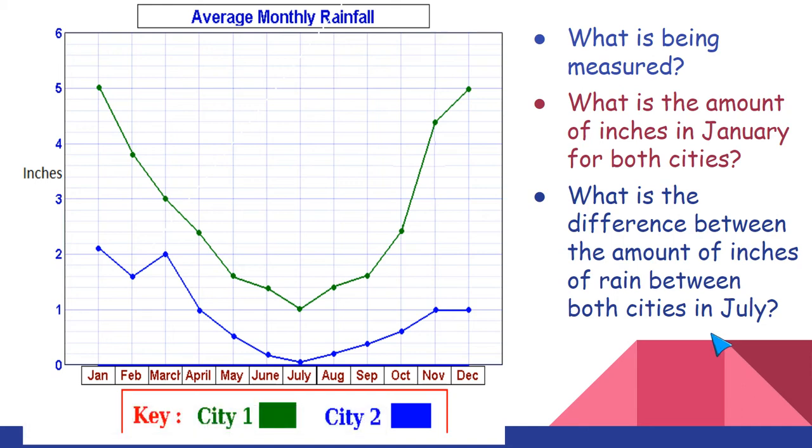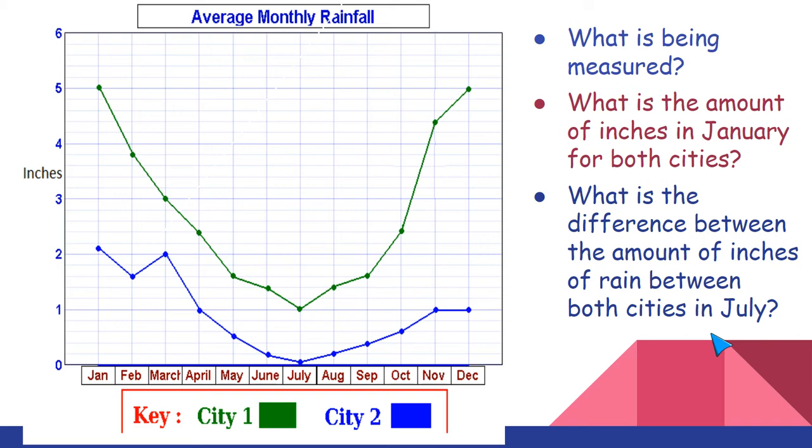All right, let's take a look at this average monthly rainfall line graph. This one's a little different. This is a double line graph. It actually compares data from 2 cities. City 1 is plotted in green. City 2 is plotted in blue. What is being measured? We are looking at a measurement of the average monthly rainfall for 2 cities between the months of January and December. So this data would have been tracked over a year.